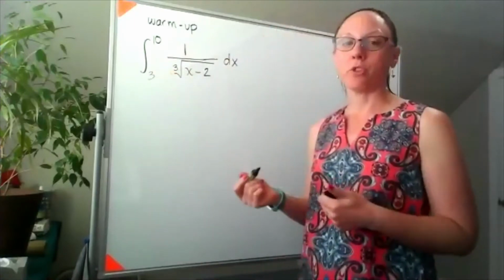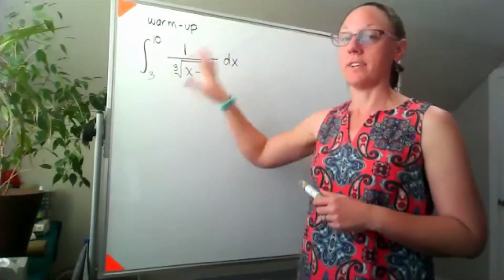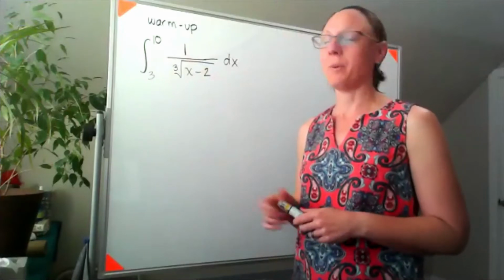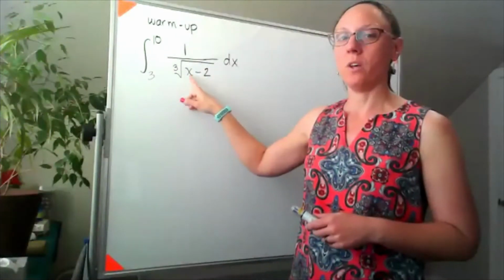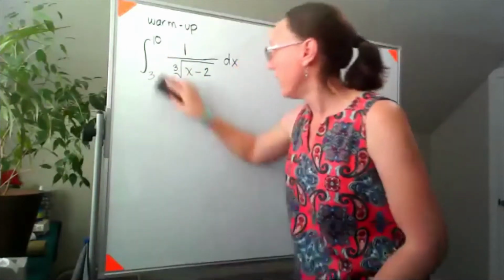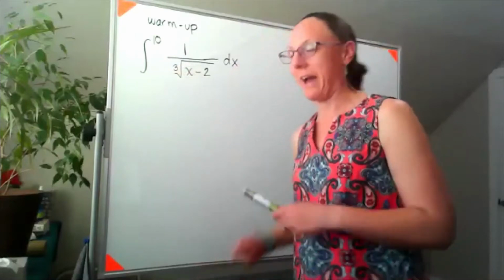If I had written this integral such that I went from 3 to 10 instead of 2 to 10, this integral is now proper. This is a proper integral because the discontinuity at 2 doesn't lie inside of the bounds. But I wanted to practice the improper integral, so I'm going to put my 2 back.